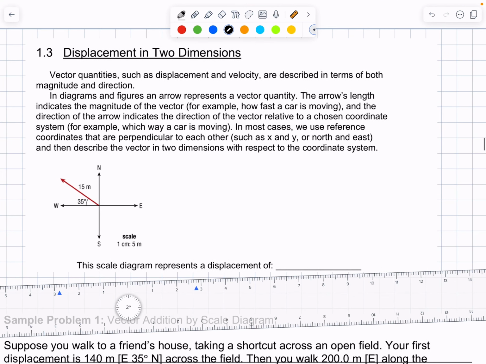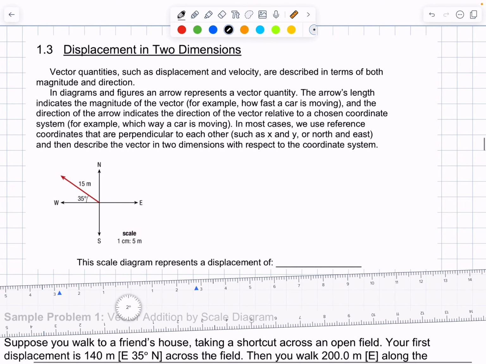Section 1.3, Displacement in two dimensions. Vector quantities, such as displacement and velocity, are described in terms of both magnitude and direction. In diagrams and figures, an arrow represents a vector quantity. The arrow's length indicates the magnitude of a vector, for example, how fast the car is moving.